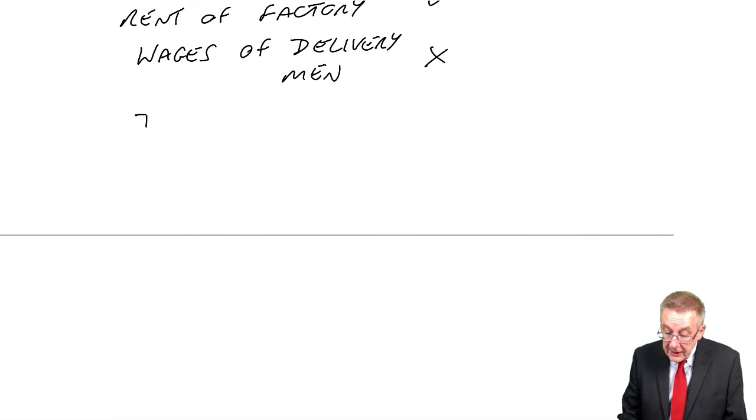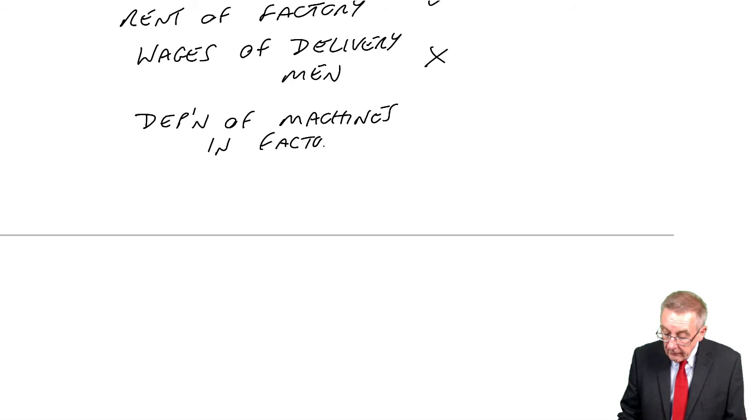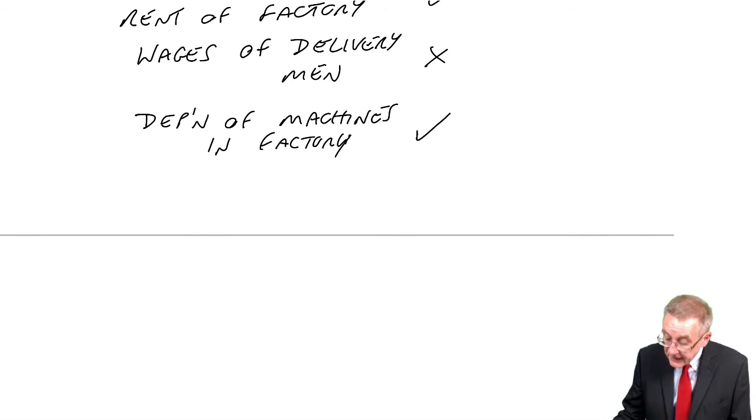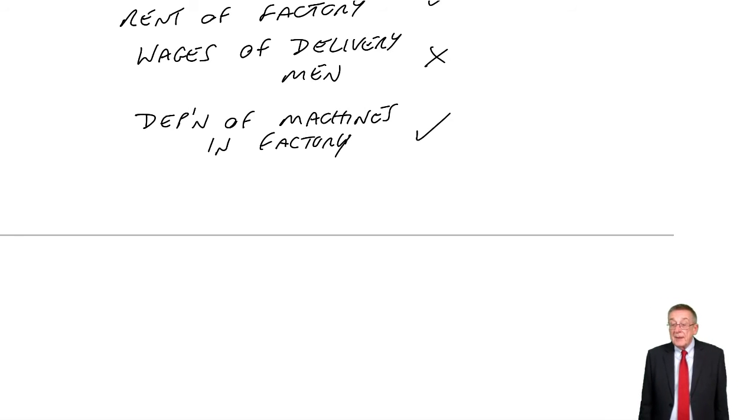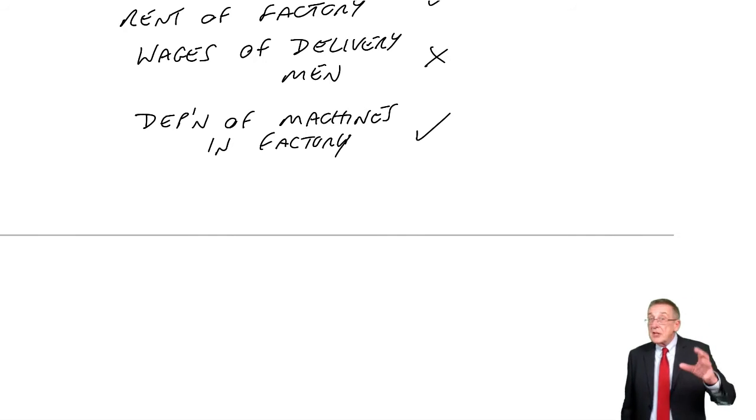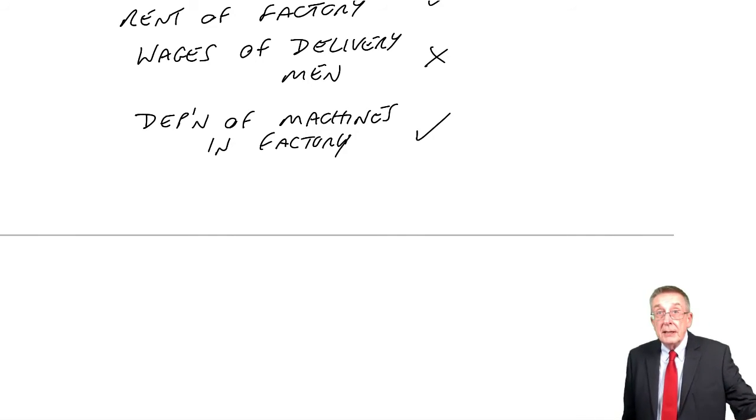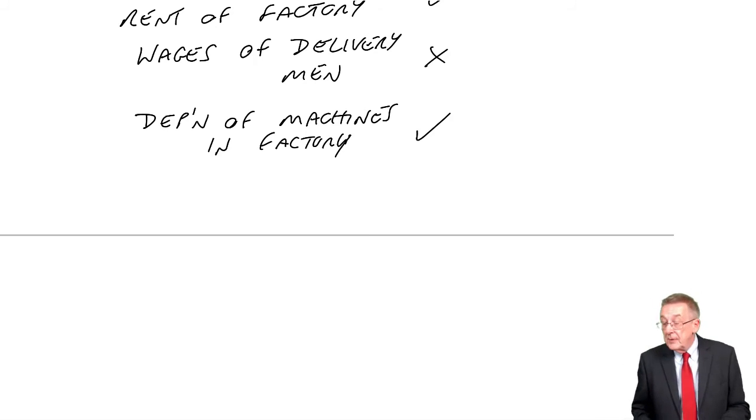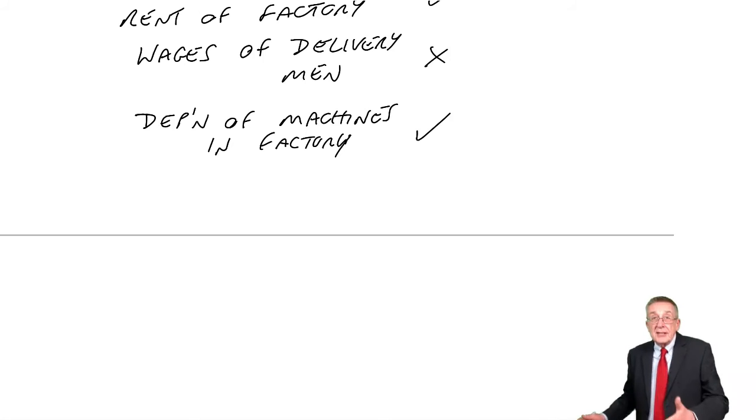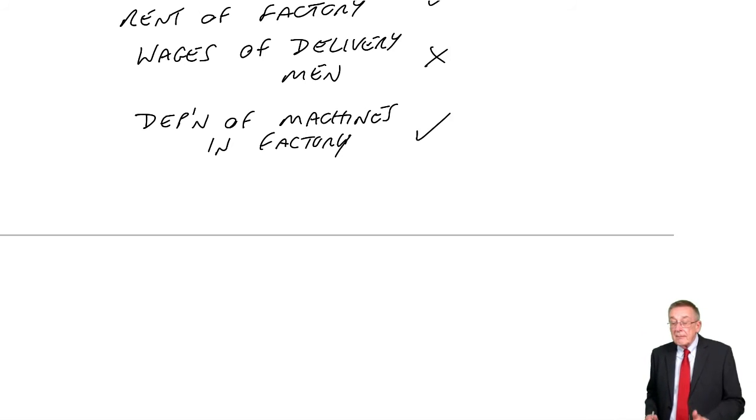What about depreciation of the machines in the factory? Yes, it's a cost in the factory, you would include it. By now I think you should have got the idea. If it's a cost in the factory, we would include it. Any other costs, like our administration departments, our delivery vans and so on, you wouldn't include.